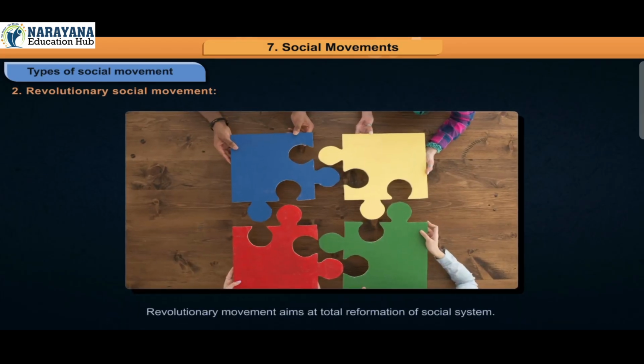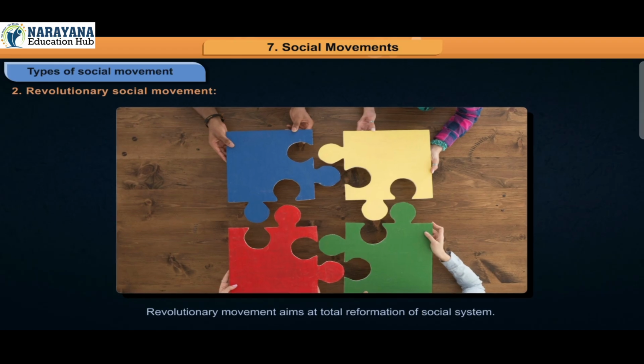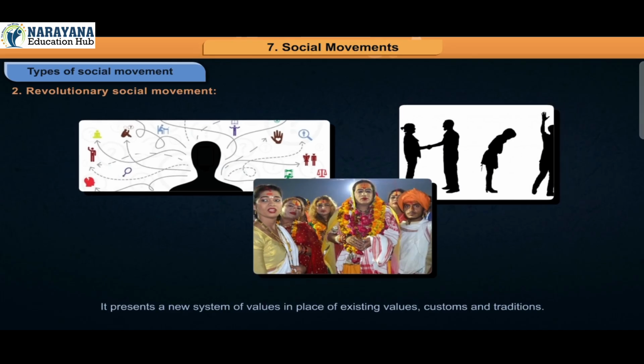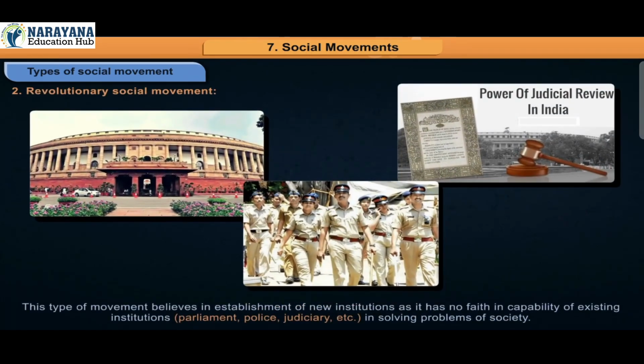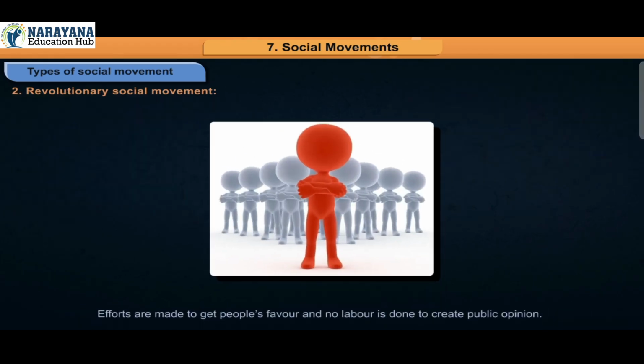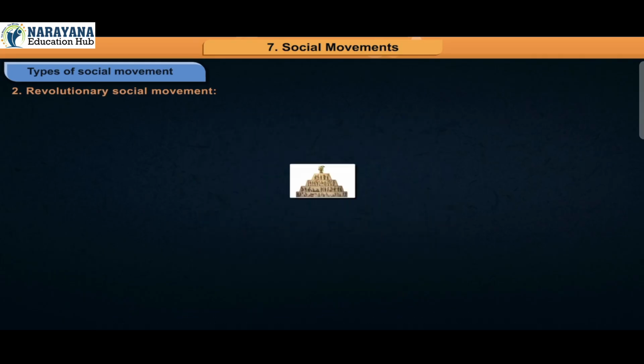Revolutionary movement aims at total reformation of the social system. It presents a new system of values in place of existing values, customs, and traditions. This type of movement believes in the establishment of new institutions, as it has no faith in the capability of existing institutions, that is parliament, police, judiciary, etc., in solving problems of society. Efforts are made to get people's favor and no labor is done to create public opinion.